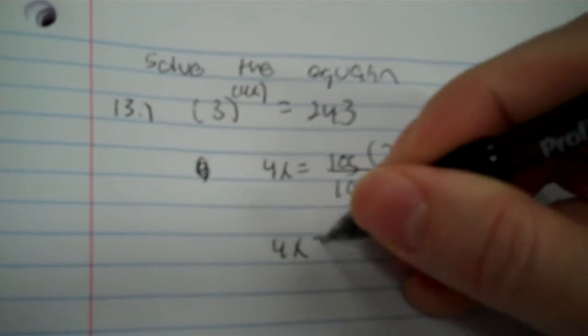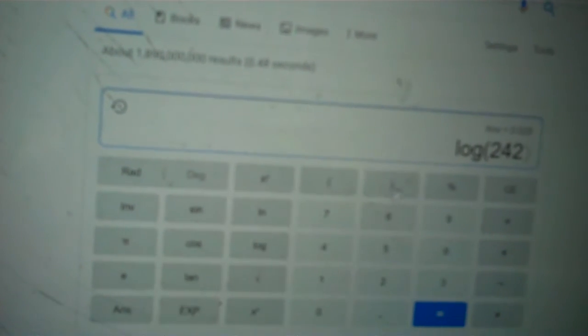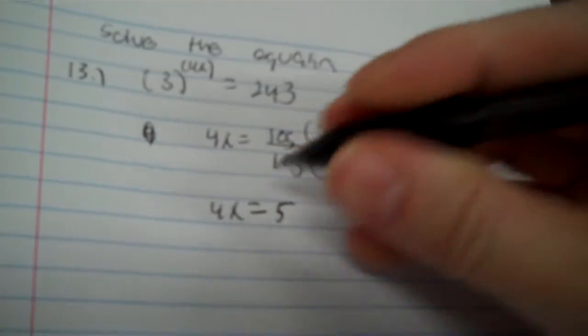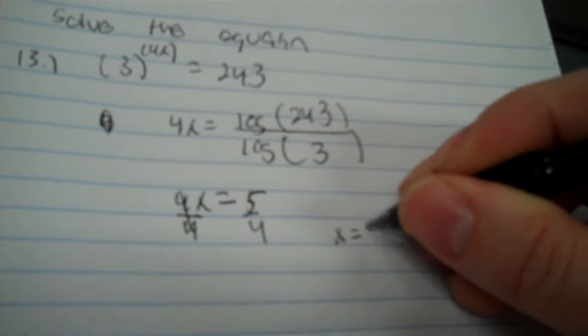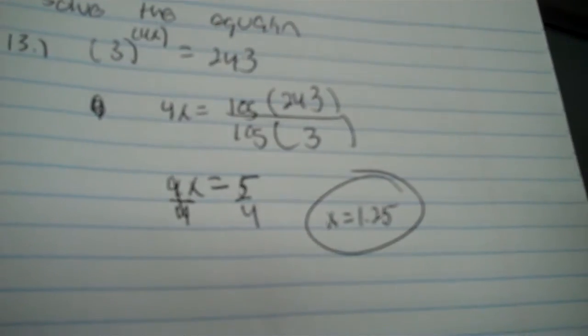Okay. Now, that calculator online has what you need. You hit log 243, close, 3, divided by log 3. Okay, I got 5. So to solve for x, I'm going to need to divide both sides of our equation by 4. So x equals 1.25. 5 divided by 4 is 1.25.